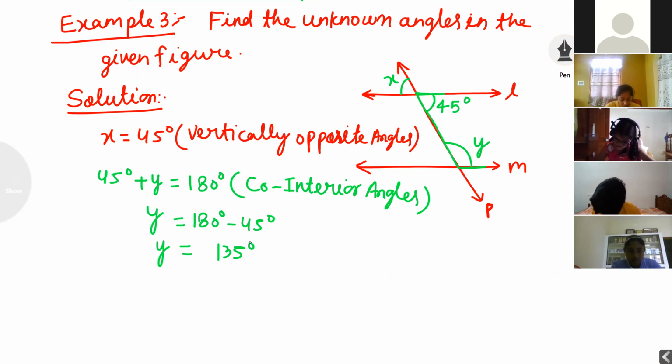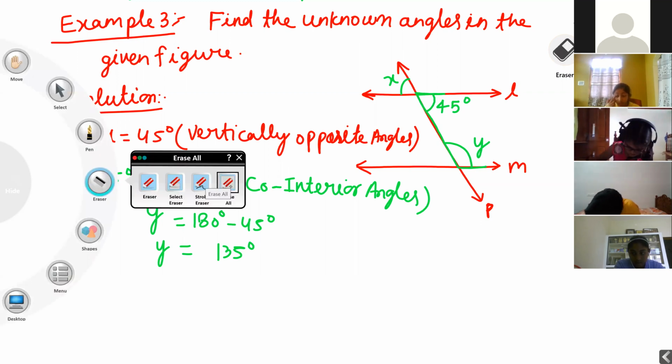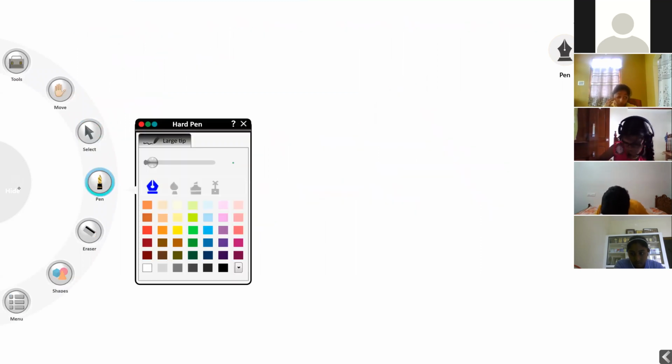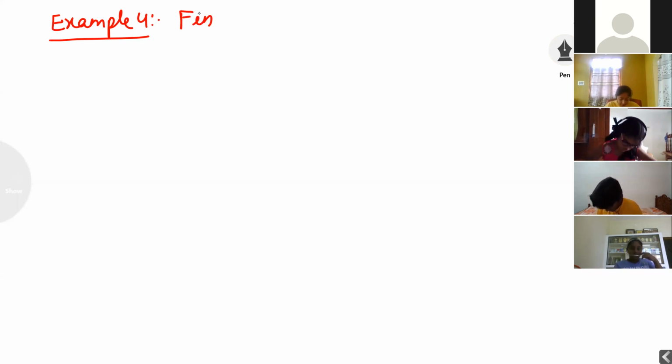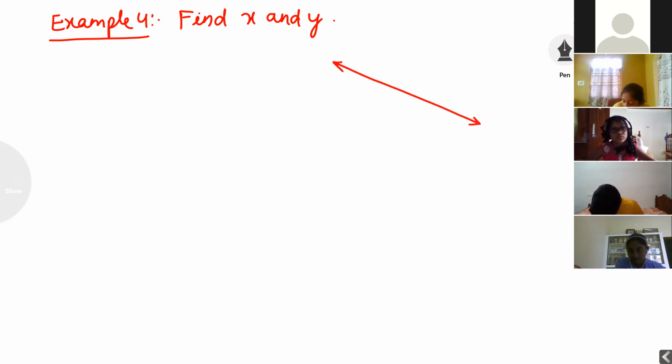Example 4. Find x and y. Draw this figure.